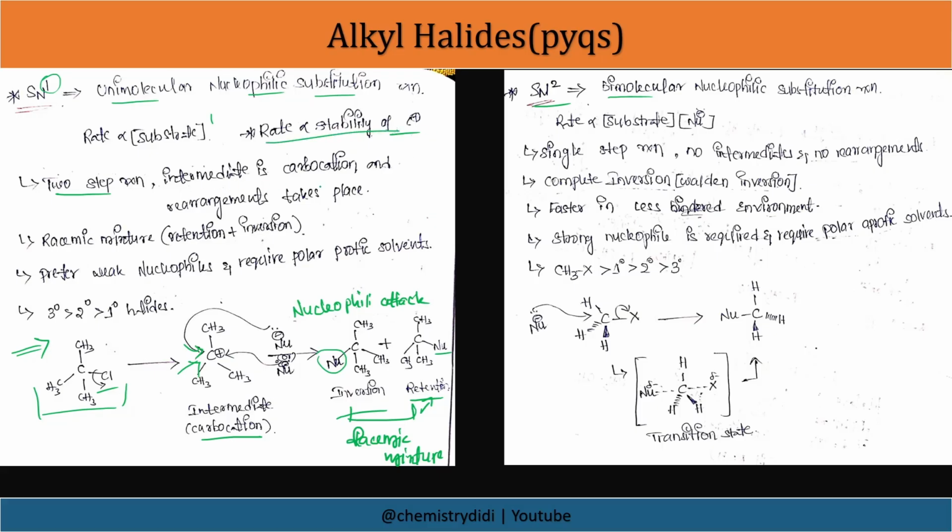And the intermediate is a carbocation, and rearrangement can take place here. As we know, what is the order of stability of carbocation? Generally, tertiary carbocation is more stable than secondary, which is more stable than primary. Why? This is the tertiary carbocation. What is tertiary? It means this carbocation is attached to three more carbons. So this is tertiary.